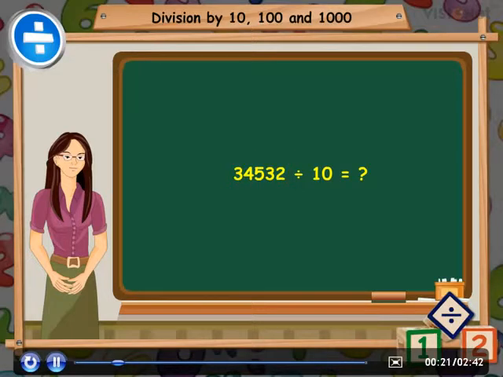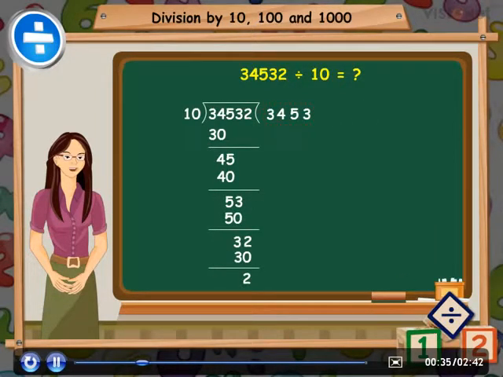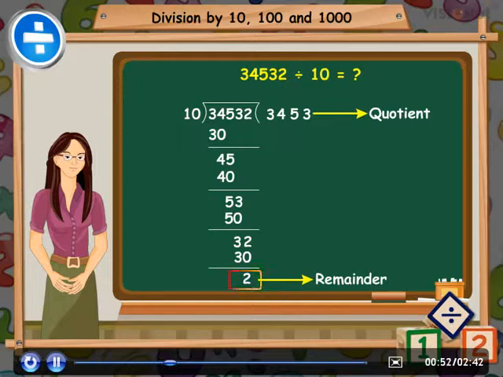34532 divided by 10. Now place this divisor and dividend in division, like this. Now we divide these two numbers as shown, and we get 3453 as quotient and 2 as remainder. So in this case, we observe that the last one digit of the dividend, 34532, comes out as remainder, and the number formed by the rest of the digits is the quotient.